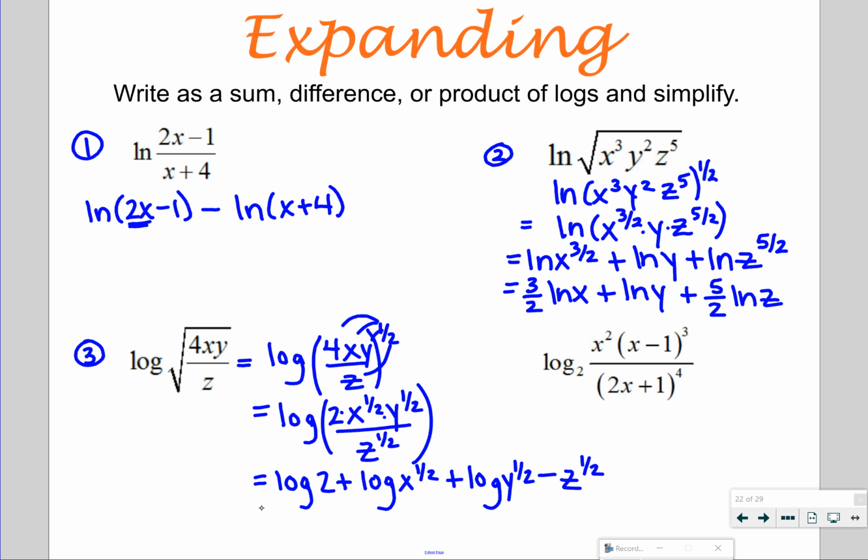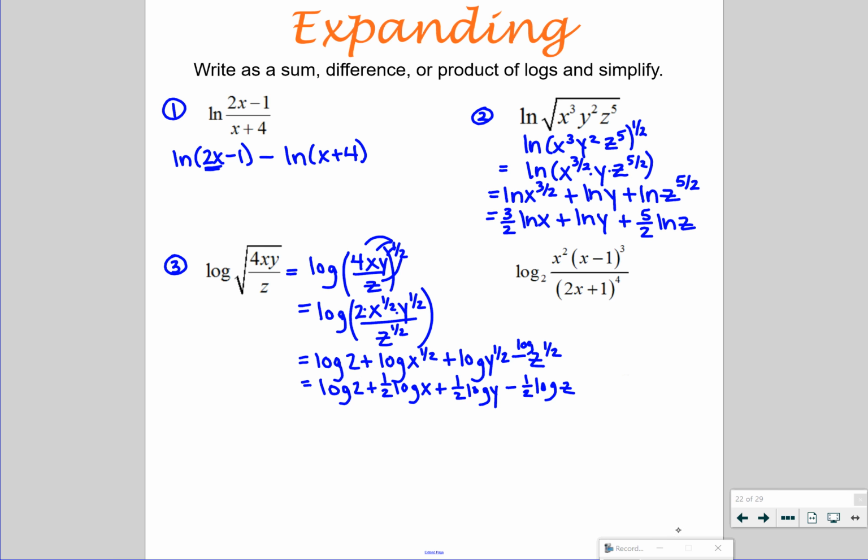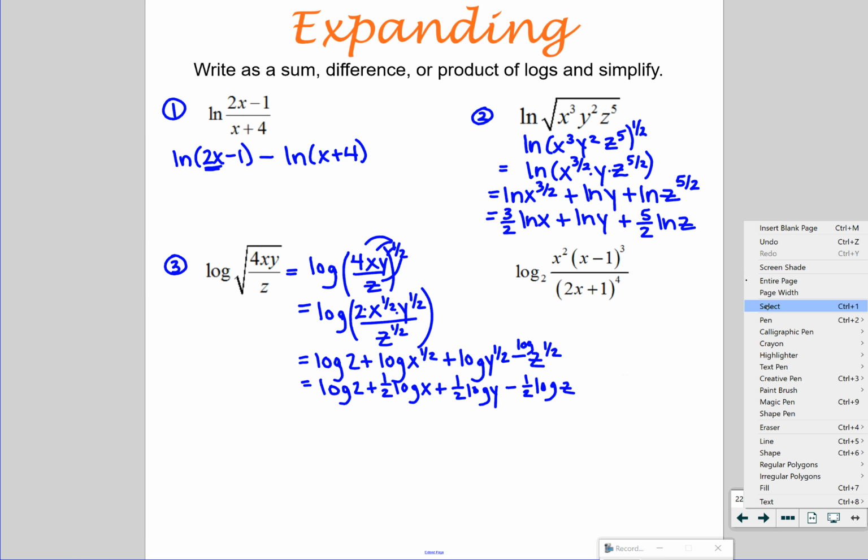My last step here is I can bring any exponents down in front. So I'm going to have log 2 plus 1/2 log x plus 1/2 log y. Oop, I forgot my log there. Minus 1/2 log z. Okay. All right, and I ran out of room for my last one, so let's move that down. Give myself some space here.